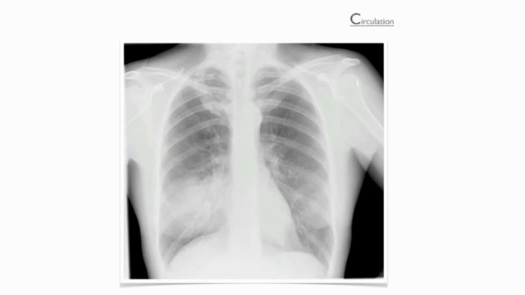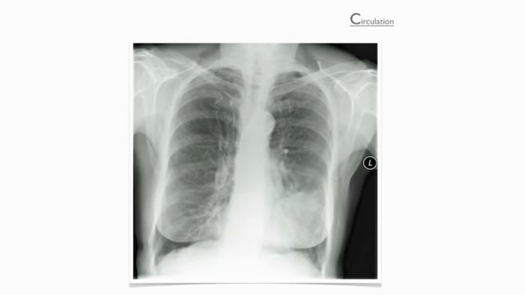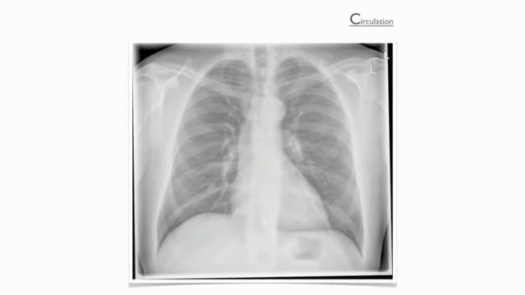For example, in this image you can see loss of the right heart border caused by right middle lobe consolidation. In this image there is loss of the left heart border caused by pathology in the lingular region of the upper left lobe. After tracing the borders, the next step is to look at the heart size.